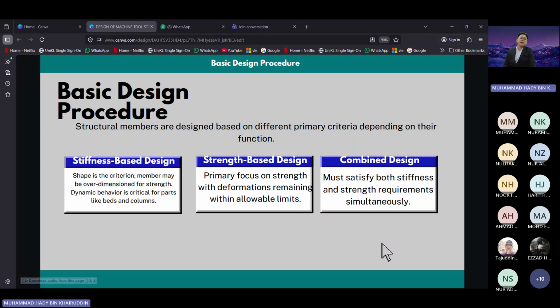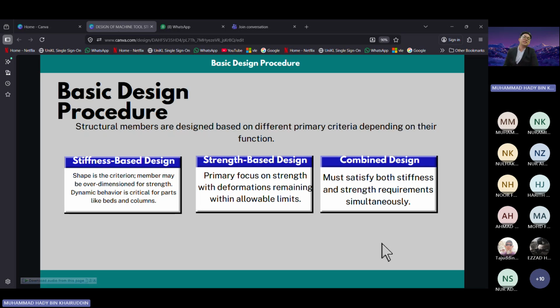And next is strength-based design. This applies to components where the main goal is simply don't snap. Think of parts like a clamping bolt or lifting hook. While we still care that the deformation stays within allowed limits, the primary engineering calculation is to ensure the material doesn't reach its yield point. We want this part to be as light and efficient as possible, while remaining 100% safe under load.